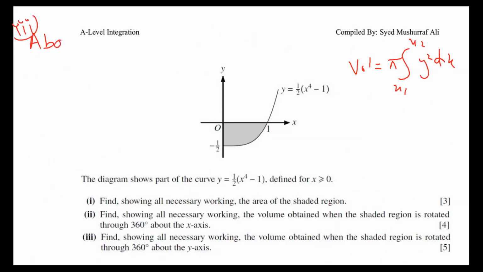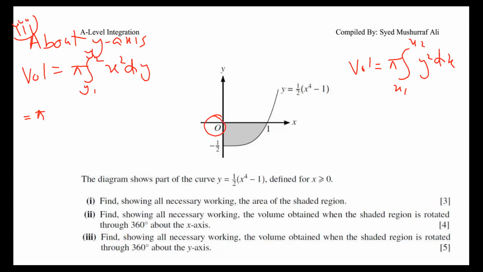Okay, about the y-axis. So what is the volume formula about the y-axis? As you know, pi. Look, every variable changes. Like x becomes y and y becomes x. Here y1, here y2, here x squared, here dy. Then it is a matter of putting values, but look here because this part is called y1. So y1 equals 0 and y2 equals minus half. So the lower limit is minus half, upper limit is 0, and x squared.